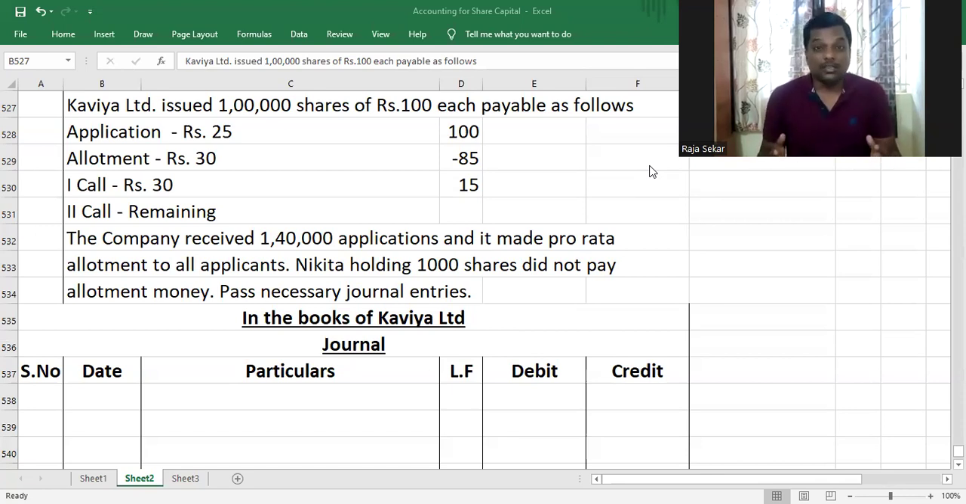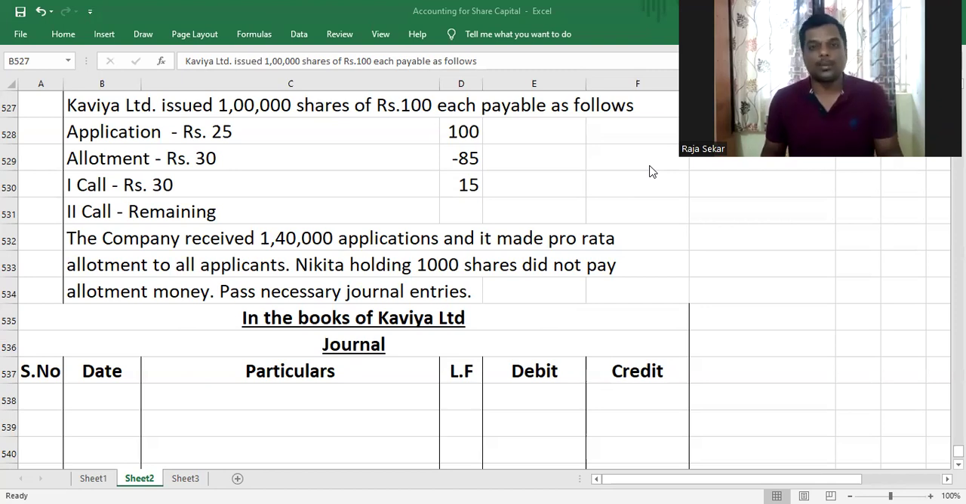It is a challenge here because usually computing calls in arrears is not a big challenge, right? We just have to find out the number of shares held by the defaulting shareholder and multiply that with the amount due on that particular call which he has defaulted, and that will help you find out the calls in arrears, as we've learned from all the previous videos. But when it comes to pro rata allotment, it becomes slightly challenging because there is some excess application money available for adjustment against allotment and further calls due. Am I right or not, my dear children?